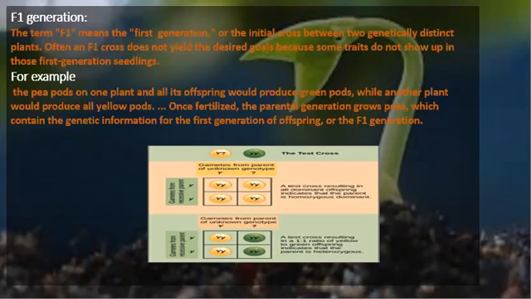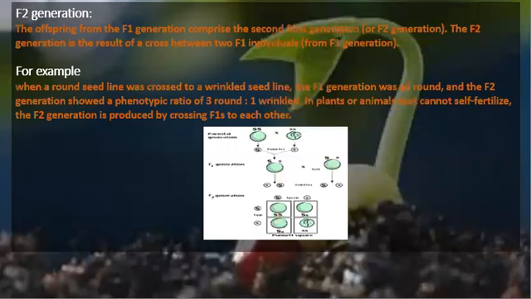Often an F1 cross does not yield the desired traits because some traits do not show up in that first generation. For example, the pod on one plant and all its offspring would produce green pods while another plant would produce all yellow pods. Once fertilized, the parental generation shows green plants which contain the genetic information for the first generation of offspring, or the F1 generation.